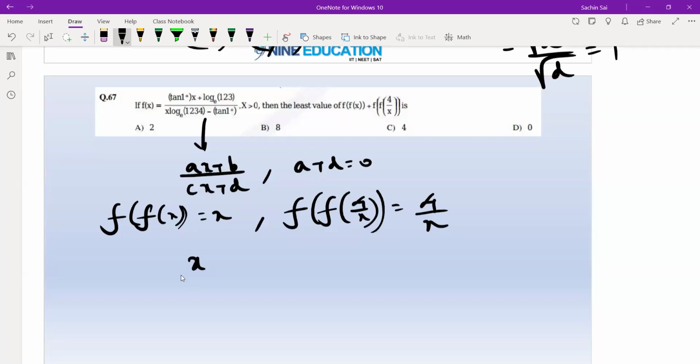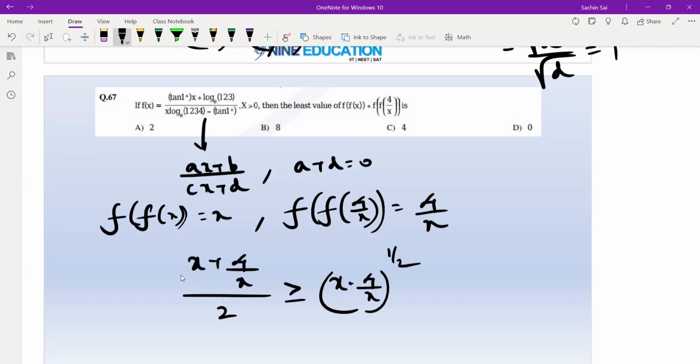So to find the least value of x plus 4 by x, you need to apply AM-GM inequality. So I can say x plus 4 by x whole divided by 2 is greater than or equal to x times 4 by x whole power 1 by 2, right? And how do I know I can use AM-GM inequality here? Because it is specified that x is positive, which means both the terms involved are positive real numbers.